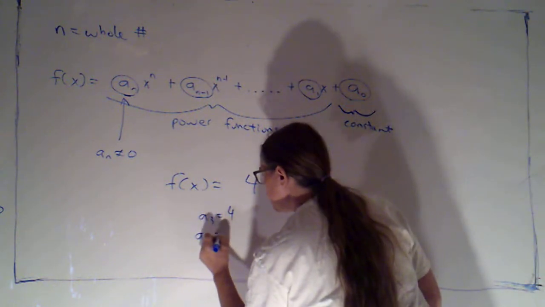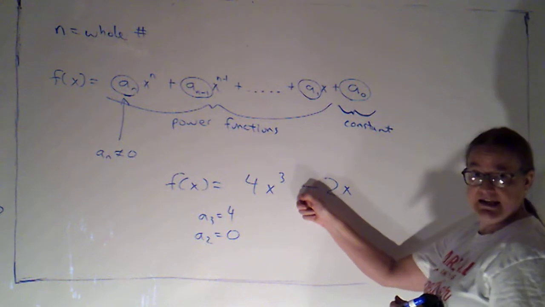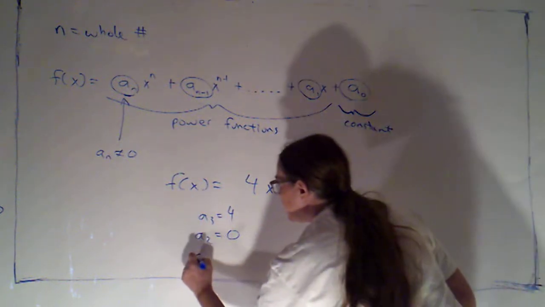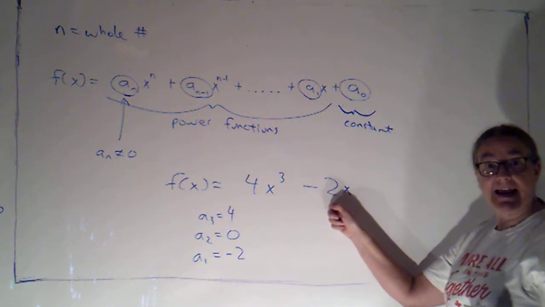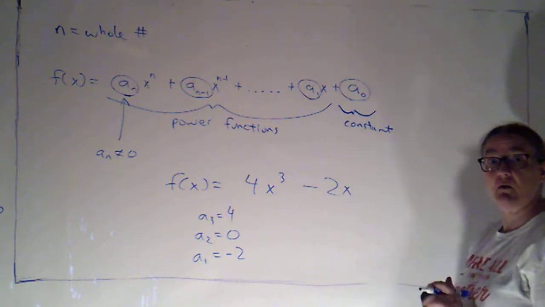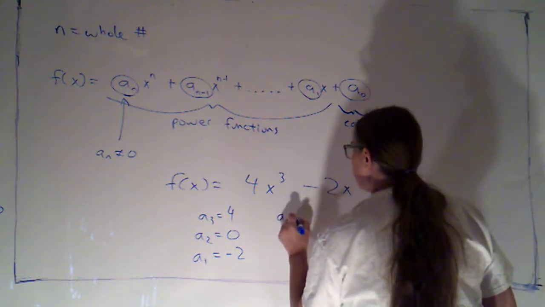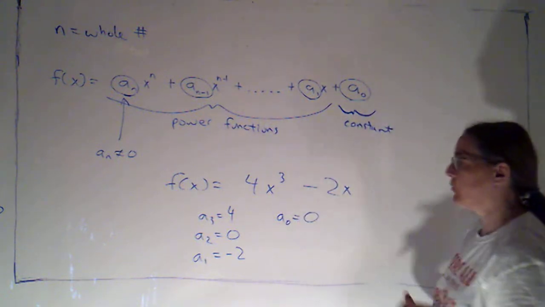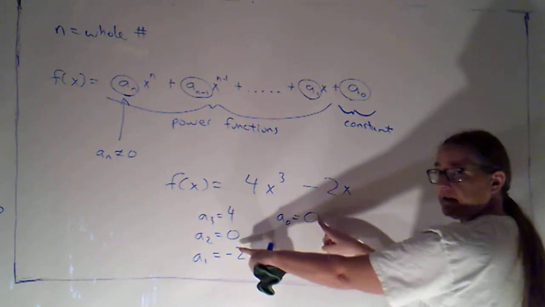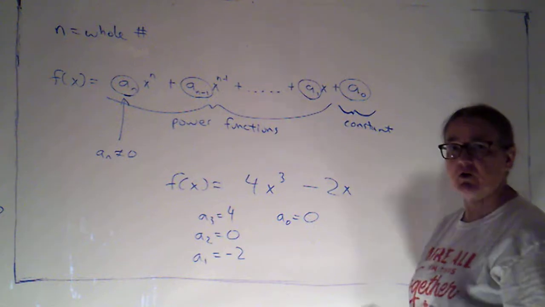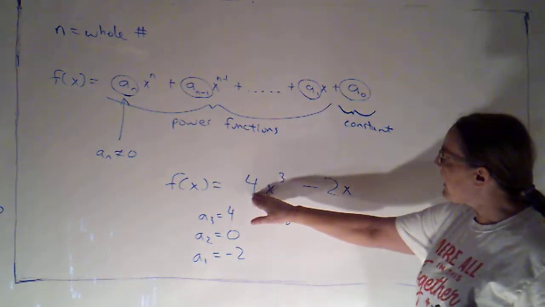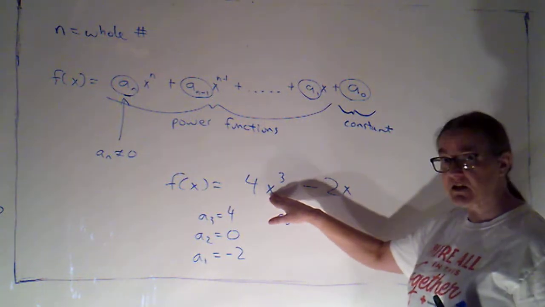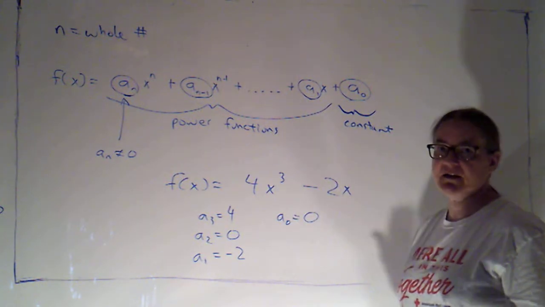My a2 would be 0, because I don't have any x squareds. My a1 would be negative 2. Notice the sign is considered part of that coefficient. And my a0, my constant term, would be 0. So it's totally fine to have 0 as a coefficient or a constant term some of the time, but we require that the coefficient in front of the biggest power that we write not be 0.